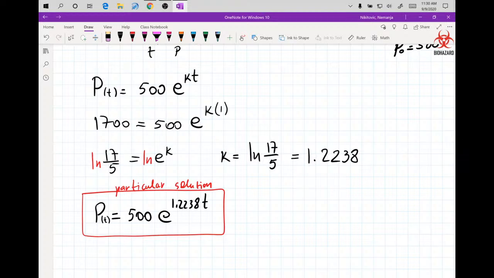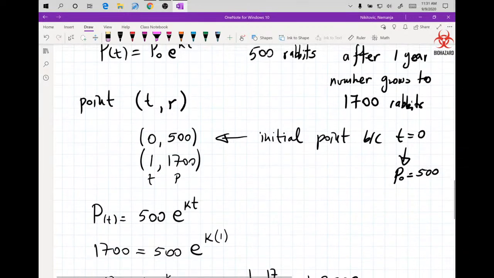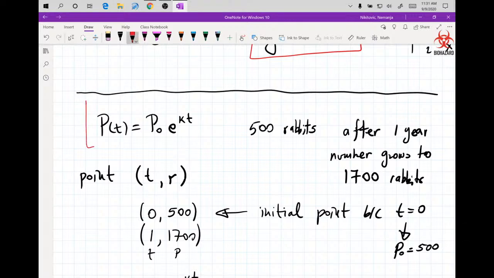So when you are solving these problems, you will have the general solution right here.